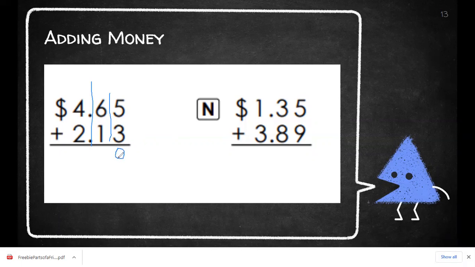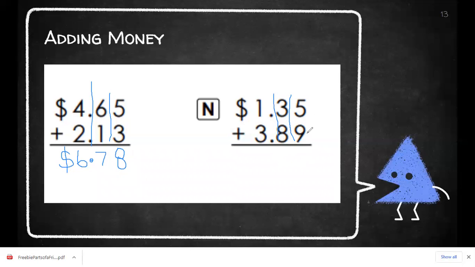8. What is 6 plus 1? 7. I need to bring my decimal point straight down. Now what is 4 plus 2? 6. Great job. So my answer would be $6.78. Now let's do one more for practicing adding money.